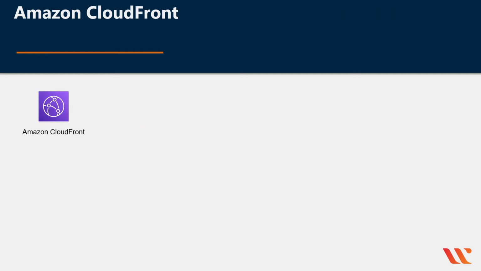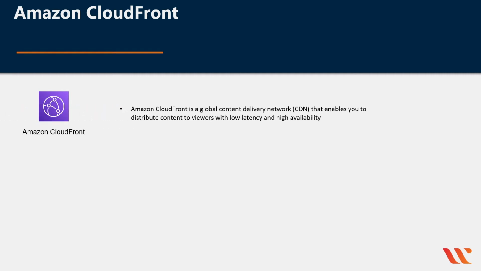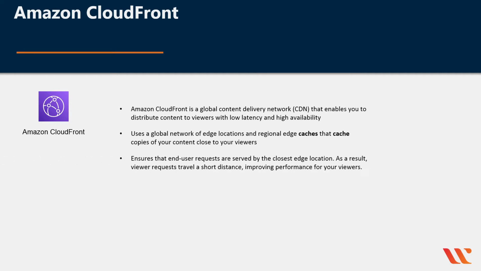Amazon CloudFront is the more established of the two technologies. It was launched in 2008. Amazon CloudFront is a global content delivery network, or CDN, that enables you to distribute content to viewers with low latency and high availability. It uses a global network of edge locations and regional edge caches that cache copies of your content close to your viewers. It ensures that end-user requests are served by the closest edge location. As a result, viewer requests travel a short distance, improving performance for your viewers.